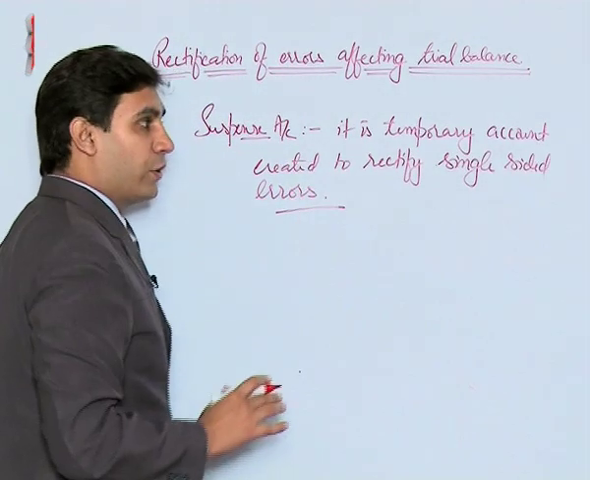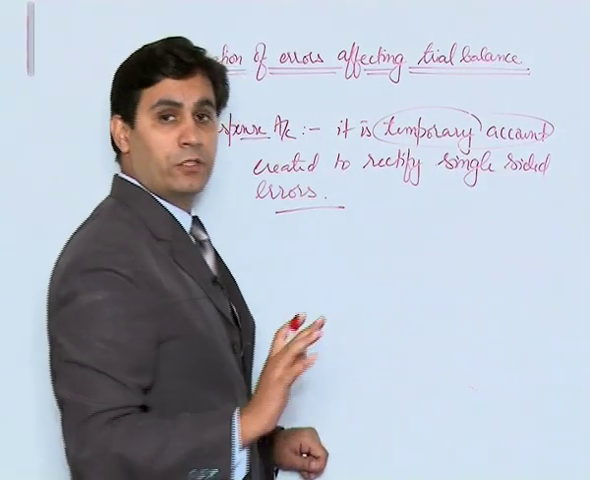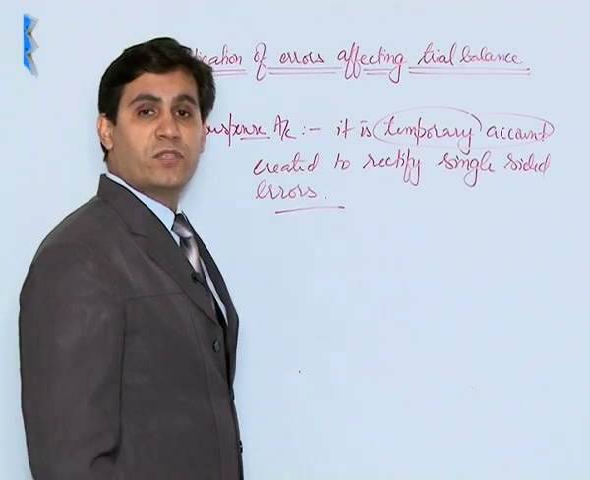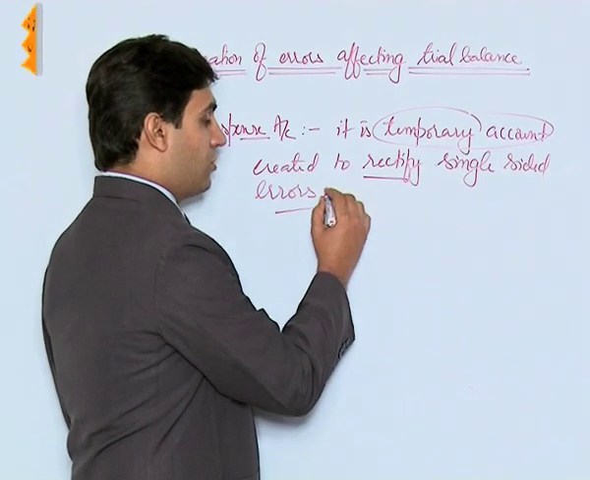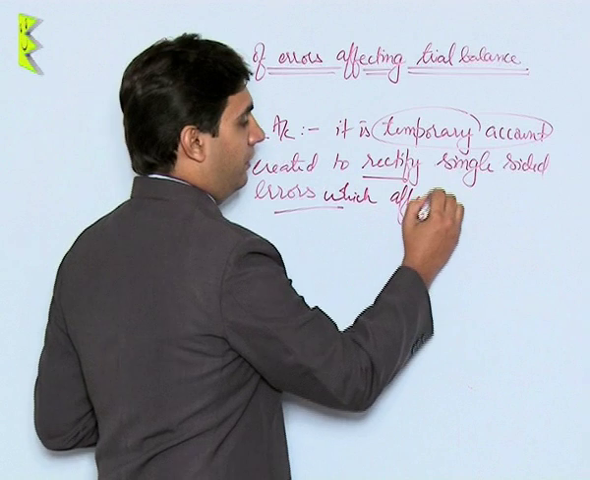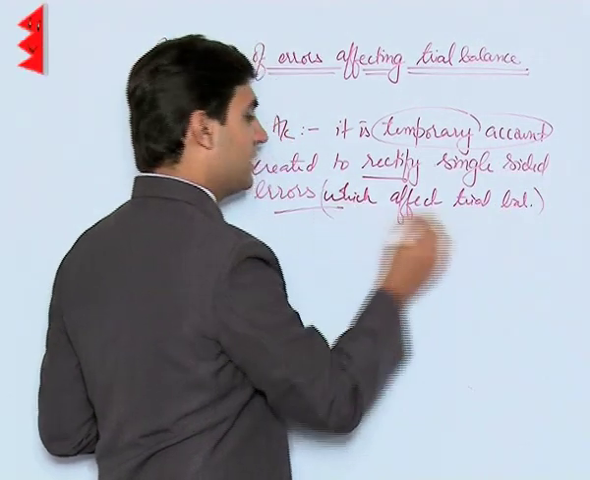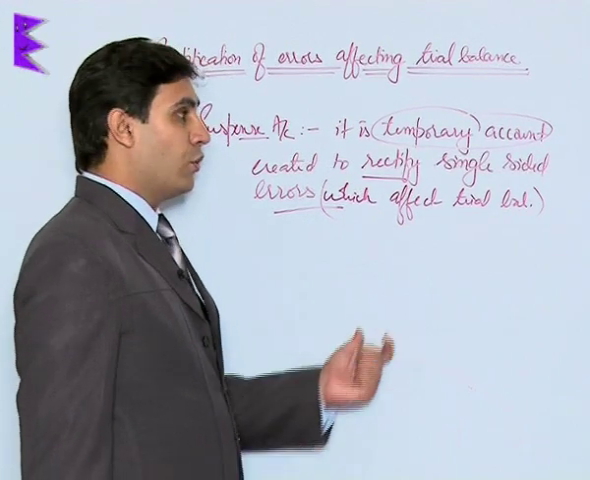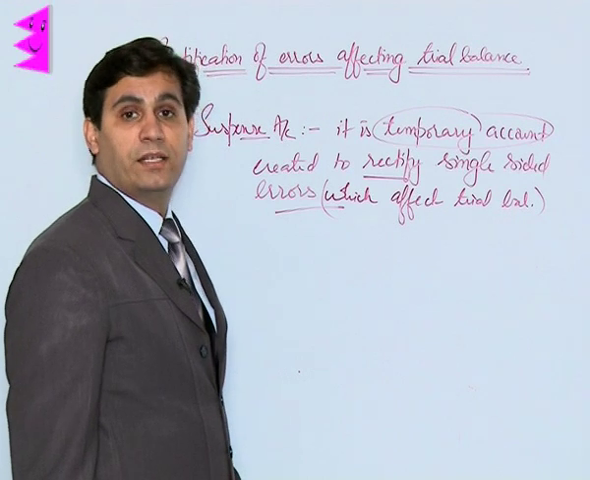Now students, according to this definition, it is a temporary account. This account does not appear in your books once the errors have been rectified. It is created just for purpose of rectifying the single-sided errors which are affecting your trial balance. Because of these errors, the trial balance is not totaling out or tallying out, so this account is created and is used to rectify single-sided errors.